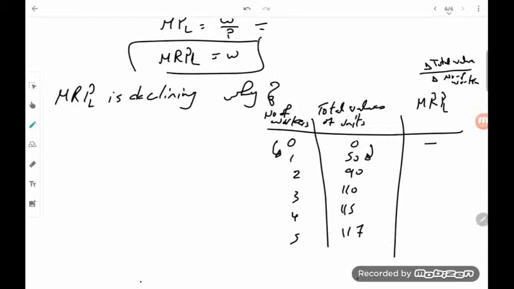So it is 50 minus 0 divided by 1 minus 0, which is 50. 90 minus 50 divided by 2 minus 1, which is 40. 110 minus 90 divided by 3 minus 2, which is 20. Then 5 and 2. So as we can notice, marginal revenue productivity of labor is declining.